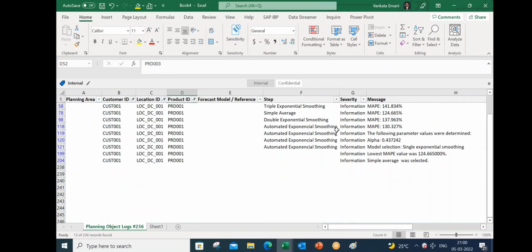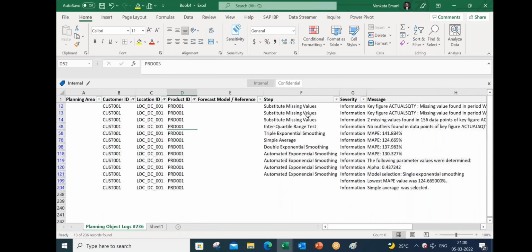Okay, now see what has happened. Missing values were handled, and no outliers were found. Triple exponential smoothing MAPE is 141. Simple average MAPE is 124. Double exponential smoothing is 137. Automated exponential smoothing is 130.